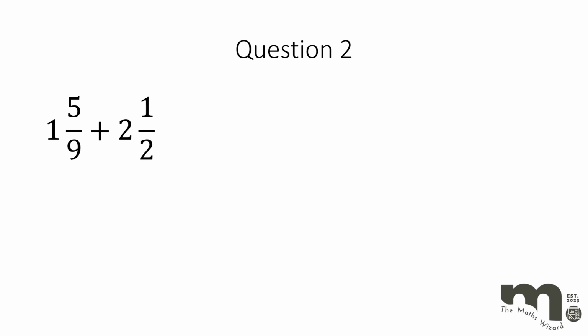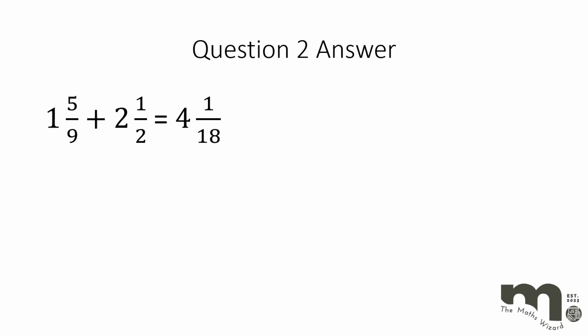Okay, so our next question here then, we've got 1 and 5/9, add 2 1/2. So pause your video and have a go. Okay, so if we take a look at this then, first of all, again, we need to make sure we've got an improper fraction. So we've got here 1 times 9, which is 9, add 5, which gives you 14. Remember, we're going to have the same denominator. Then we've got 2 times 2, which is 4, add on the 1, you get 5.